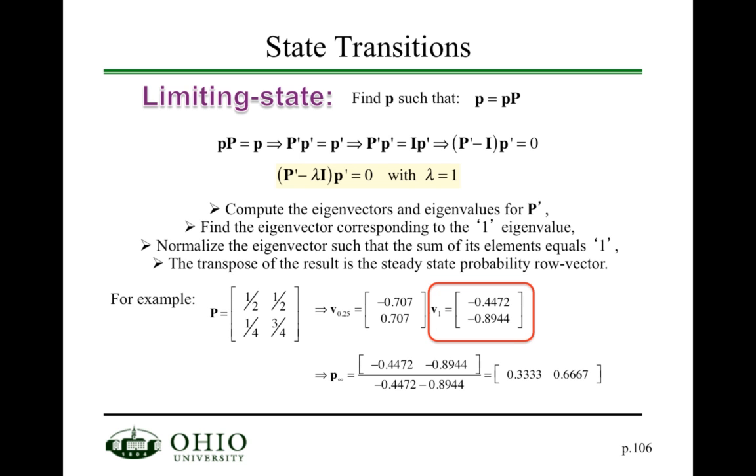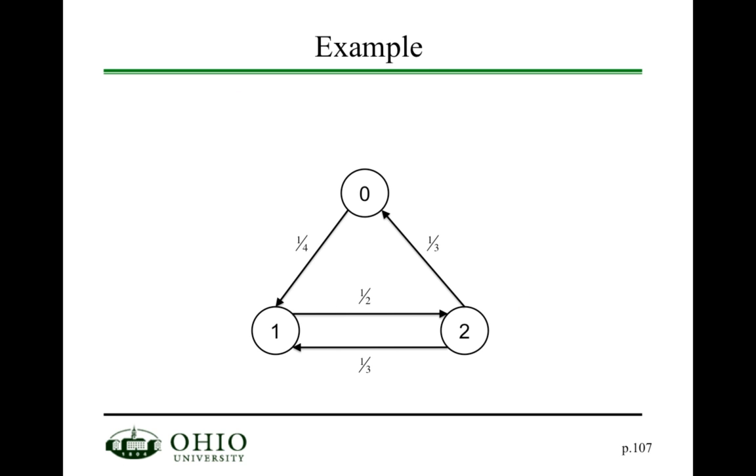But basically the idea is that you take the transition matrix, take the transpose of it and find the eigenvectors and eigenvalues for that, and then you look at which eigenvector corresponds to the eigenvalue one. You normalize the eigenvector so that the sum of the elements is 1. You take the transpose, and that will give you the steady state probability row vector. So this is another example. I gave you a very simple example earlier.